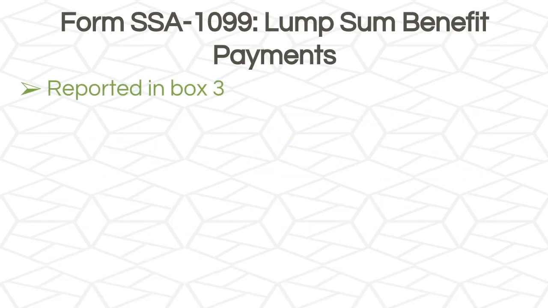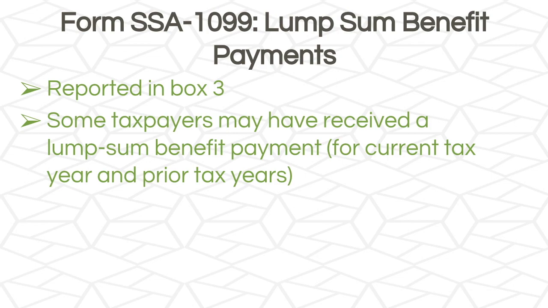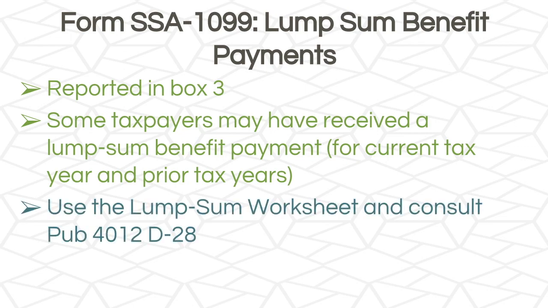Sometimes the description of the amount in Box 3 will indicate that the taxpayer has received lump sum benefit payments. And essentially, all that means is that the taxpayer has received Social Security benefits for the current year and for prior years. And in order to optimize the taxability of these benefits, it might be more beneficial for the taxpayer to use the lump sum worksheet. Now, there are more details in the Pub 4012 that you can consult, but I would recommend calling Save First Leadership if the taxpayer's SSA 1099 indicates anything about lump sum benefits.